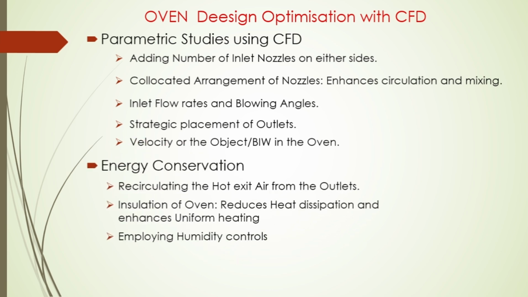Further, added to this, energy conservation plays a vital role in oven design. Measures such as recirculating the hot air from the outlets, and insulation of the oven, which reduces heat dissipation and enhances uniform heating, and employing humidity controls, exhaust fans, etc. are some of the few measures employed to enhance energy conservation and save energy.